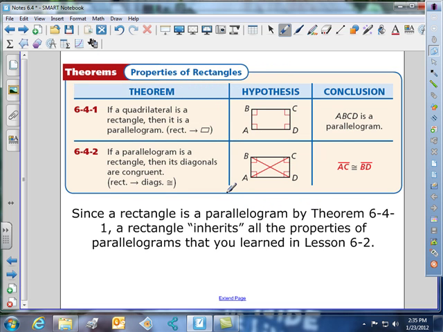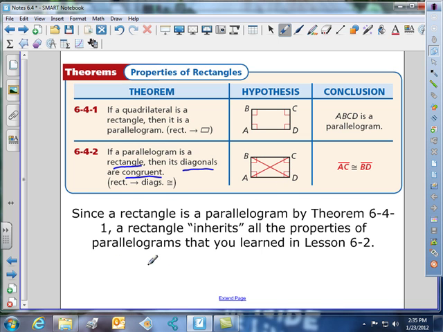There are some properties of rectangles, the first of which states that if a quadrilateral is a rectangle, then it is definitely a parallelogram. This makes sense because opposite angles would be congruent, obviously, therefore this is a parallelogram. Also, one of the unique properties about a rectangle is the fact that the diagonals are congruent. That is not necessarily true about all parallelograms. However, that is true about all rectangles. So we can say that all rectangles, their diagonals are congruent. So here AC will be congruent to BD.